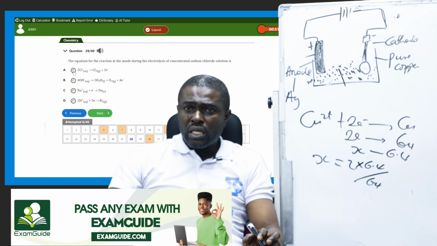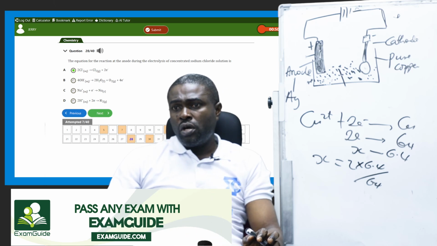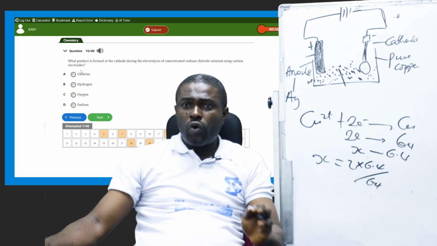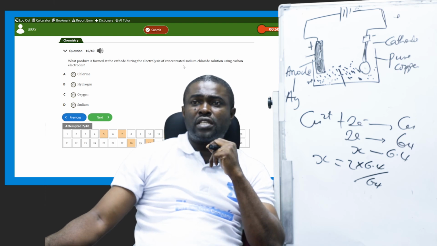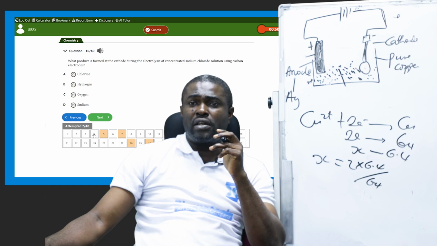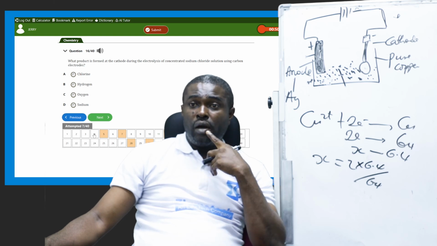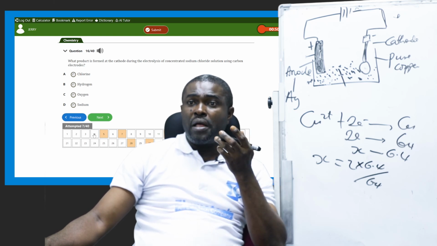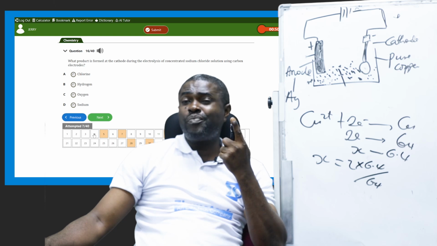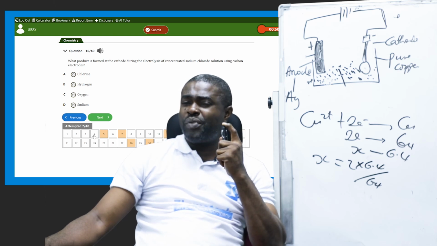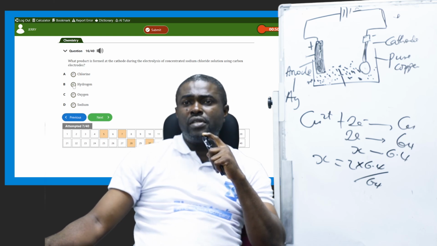That is the reaction at the anode. Finally, let's pick one more. Number 16: what product is formed at the cathode during the electrolysis of concentrated sodium chloride? The same question appearing again, so let's look at another one. What happens at the cathode? Cathode is negative, so positive ions will go there. Though it's concentrated, that does not affect the positive ion. So hydrogen ions still move there because hydrogen is below sodium in the electrochemical series, being less reactive than sodium. So hydrogen gas is formed. So the answer is B.